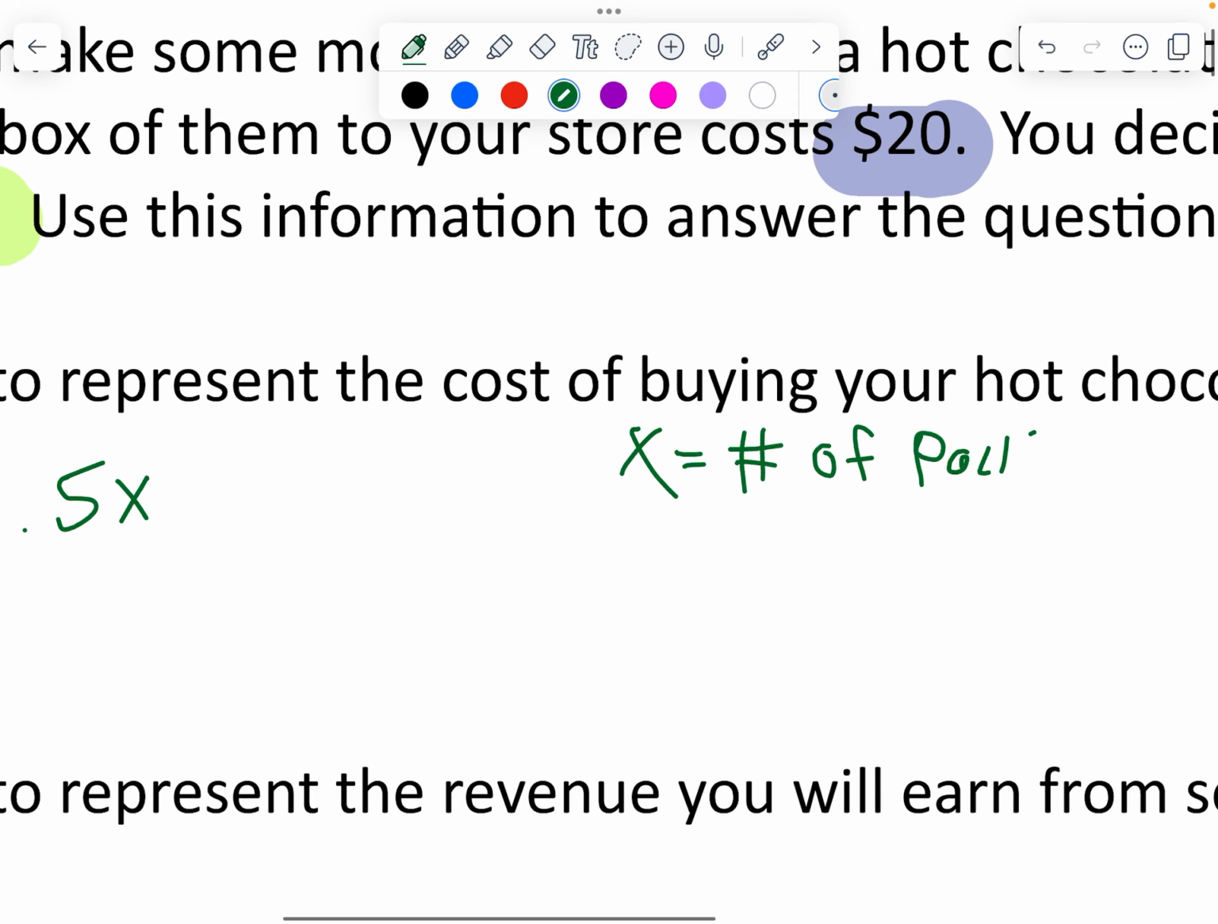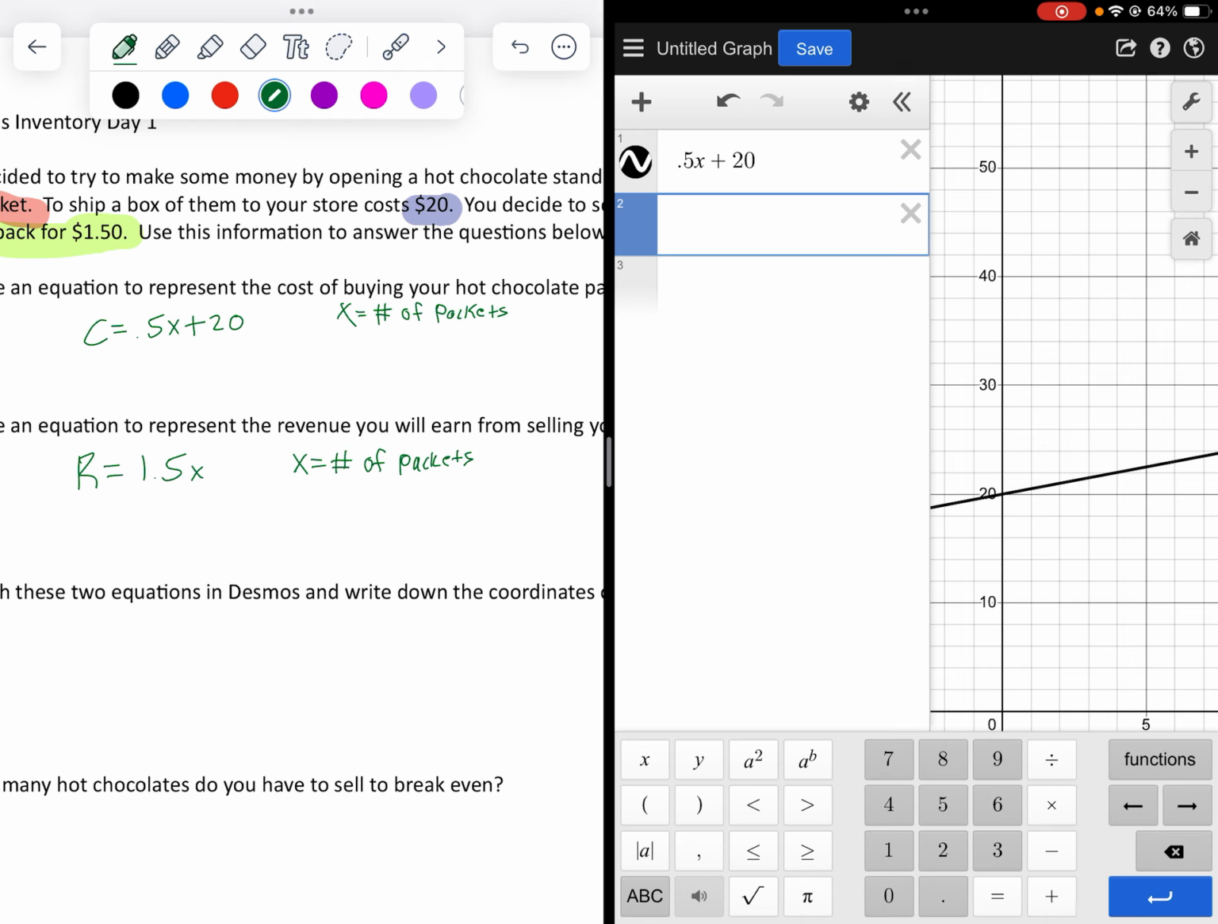So what they want you to do is graph both of these equations on Desmos, okay? And they want you to find the intersection point. So let me get Desmos going here. Our first equation is 0.5x plus 20. And remember, that's the cost that we're spending on the packets. And this equation is our revenue. That's how much we're making when we sell the packets.